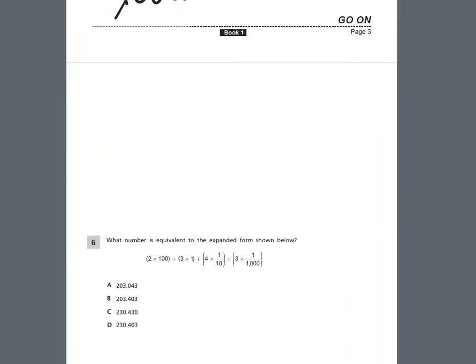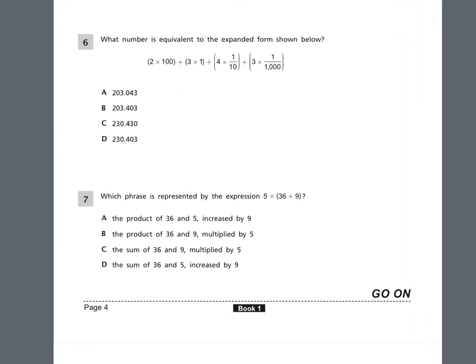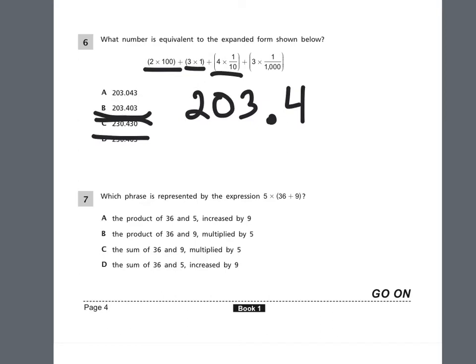There's no number 5, so skip number 5. Number 6. What number is equivalent to the expanded form shown below? So we know that's 200. No 10s, so I put a 0. 3 1s. So that gives us only either A or B now. And we know that after the 1 is always the decimal. 4 tenths. So it has to be B, because A has 0 tenths. And of course, no hundredths, and then 3 thousandths. So just go one by one.